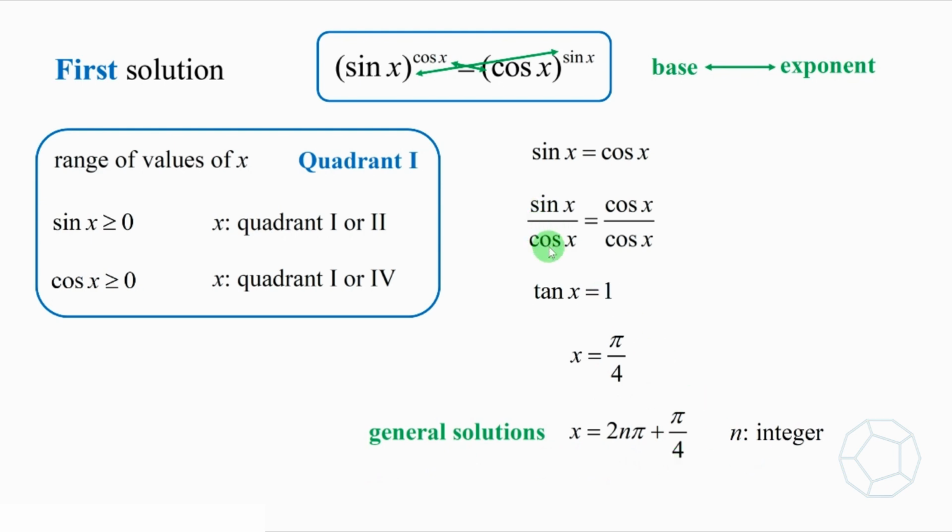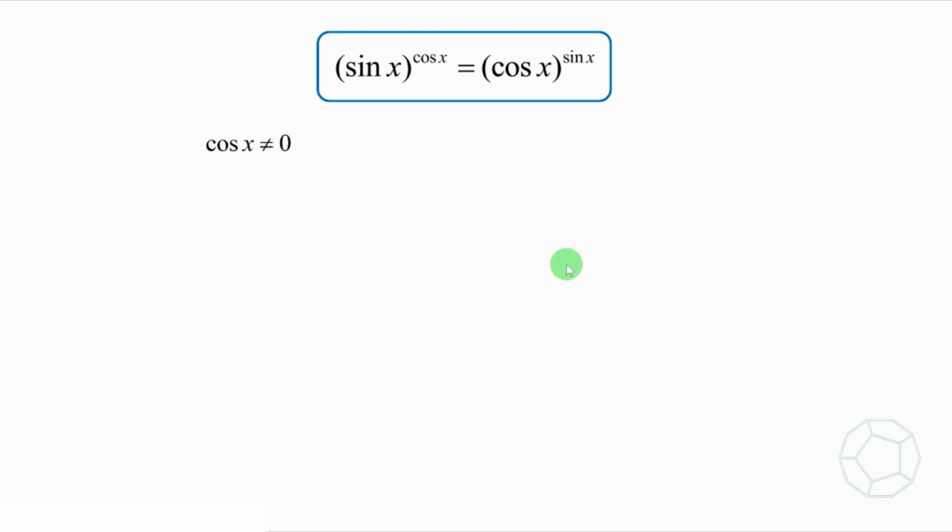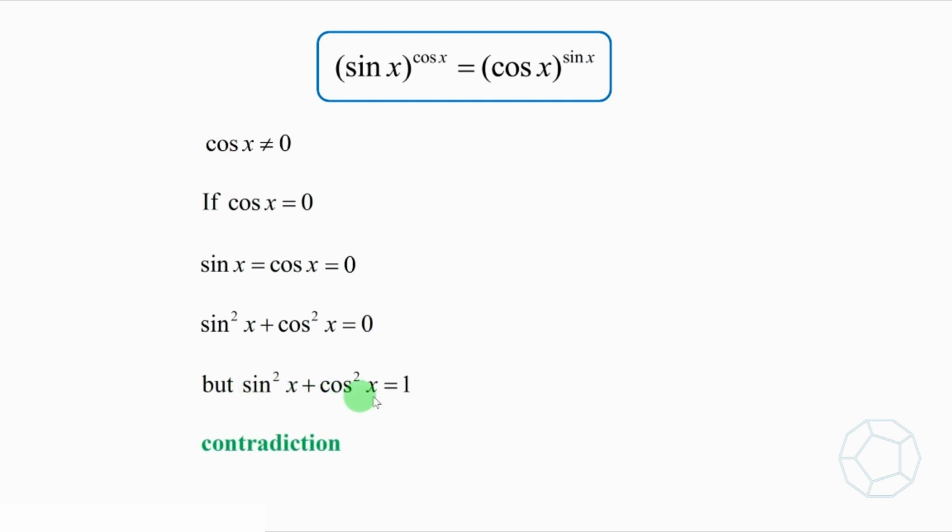But wait, how can we divide by an unknown cosine x? If it's equal to 0, then the whole thing is undefined. Don't worry, it cannot be 0. Why? Because if cosine x is equal to 0, then from the equation, sine x is also equal to 0. Therefore, sine square x plus cosine square x is equal to 0. However, we know that sine square x plus cosine square x should be equal to 1. It's a contradiction. In other words, there's no problem with the solving steps, and the solution x is equal to pi over 4 is valid.